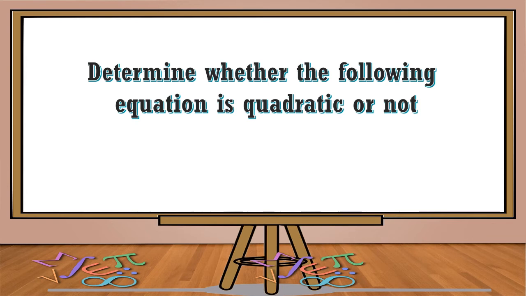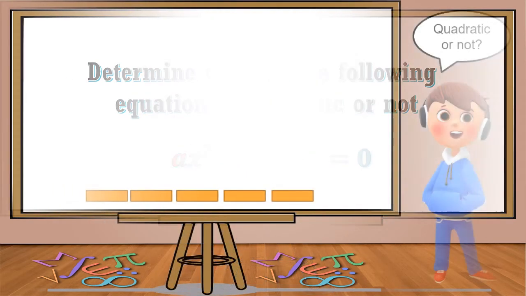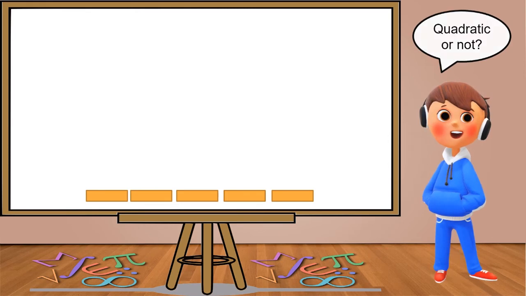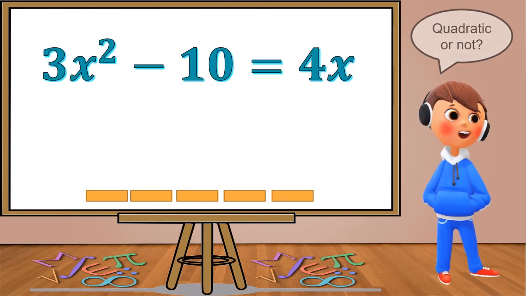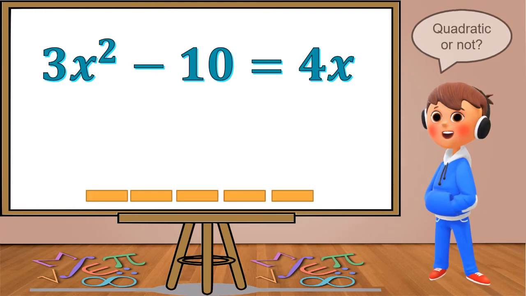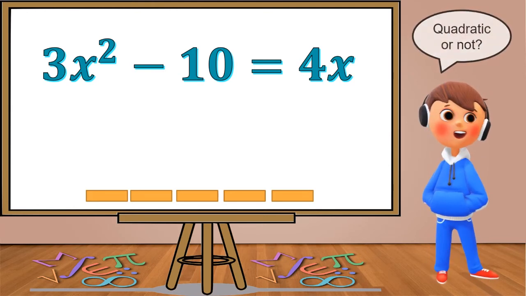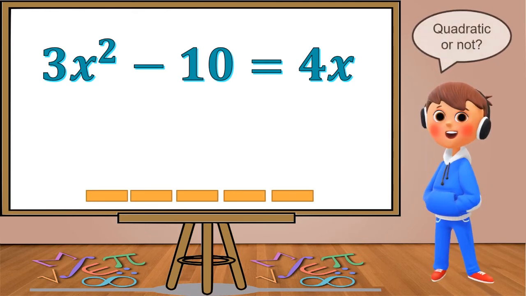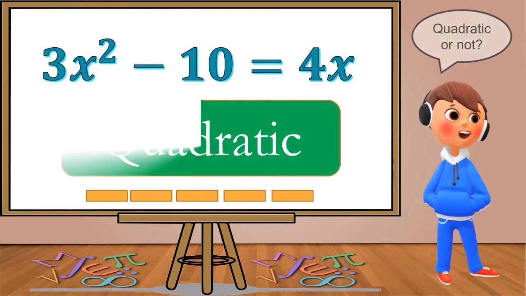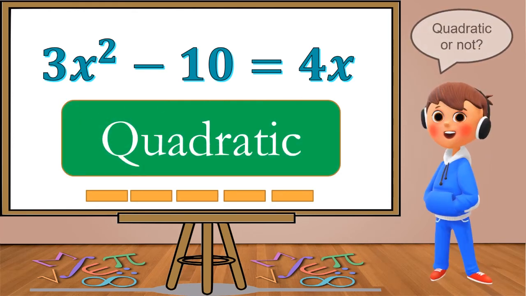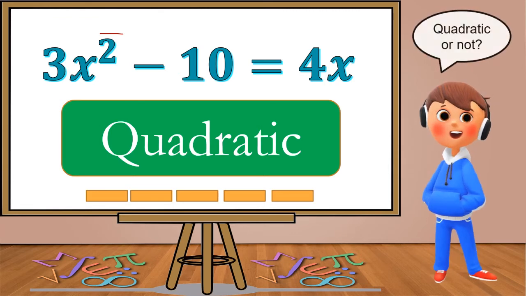Now let us determine whether the following equation is quadratic or not. Take note that the standard form of the equation is ax squared plus bx plus c equals 0. Okay, quadratic or not, 3x squared minus 10 equals 4x. I'll give you 5 seconds. Okay, that is quadratic because the highest degree is 2.